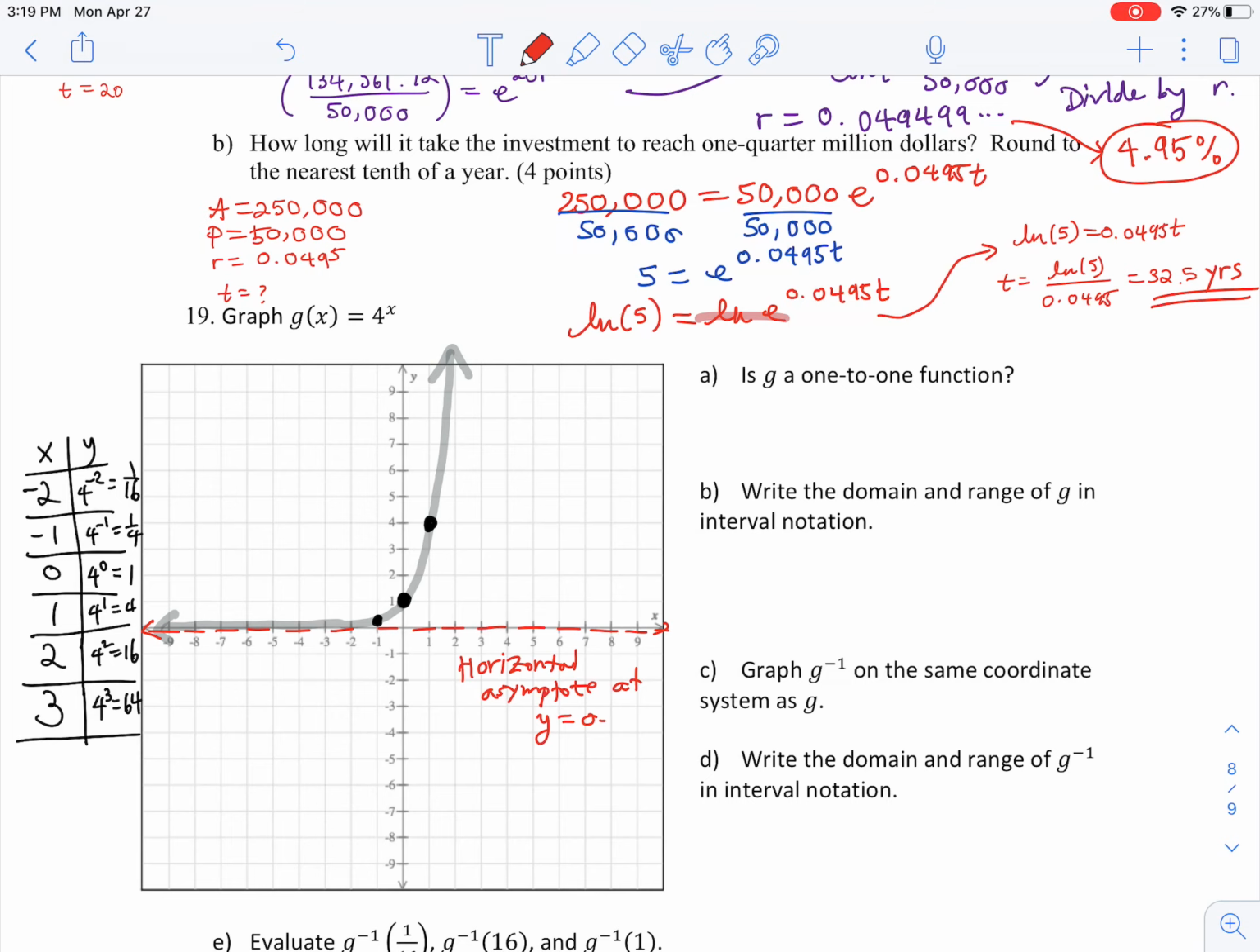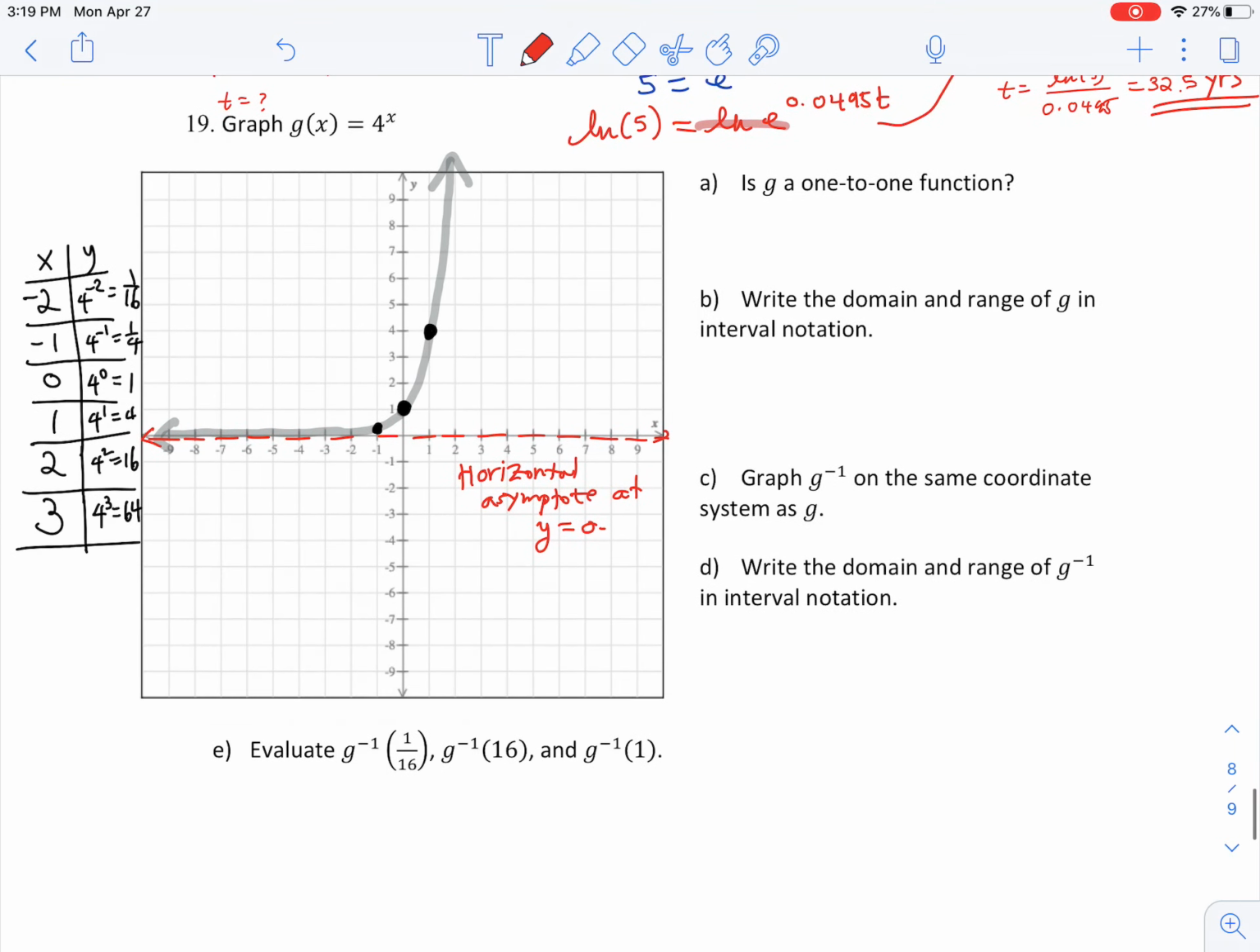Is g a one-to-one function? Well, remember, an exponential function has an inverse function, the logarithmic functions. So is this one-to-one? Yes, they have inverse functions. And you see all the y values have a different input value. So yes, this is a one-to-one function.